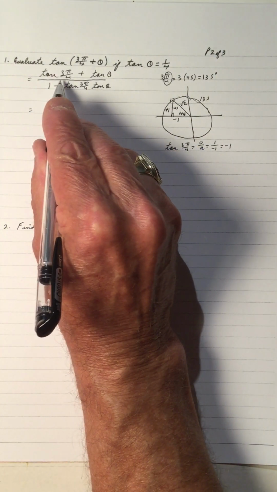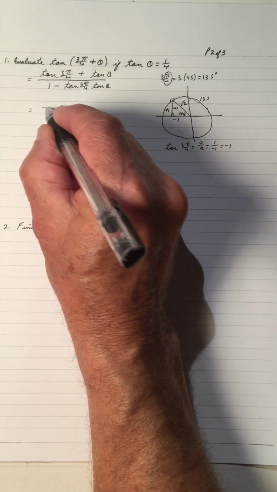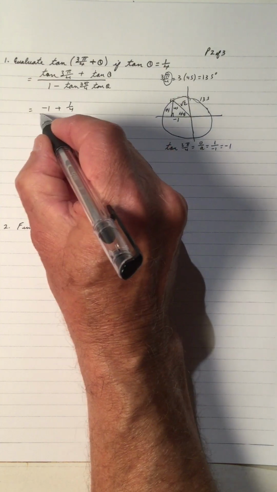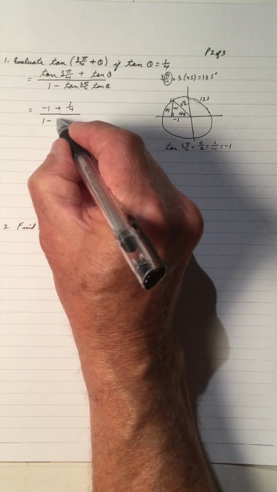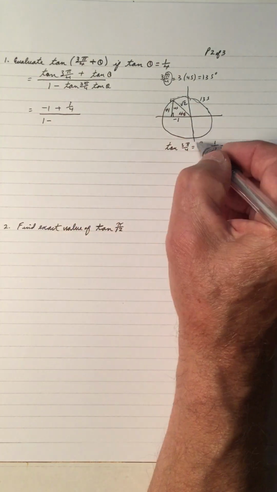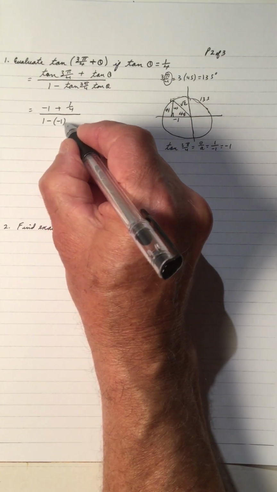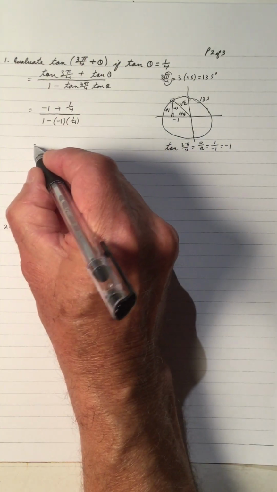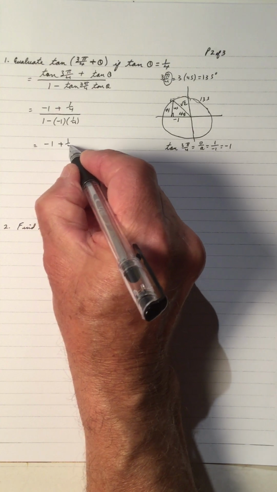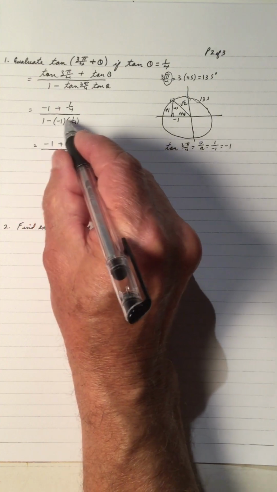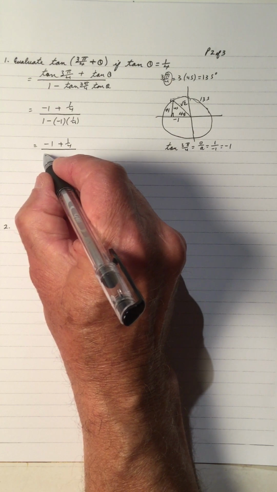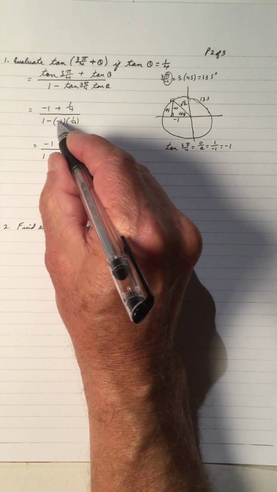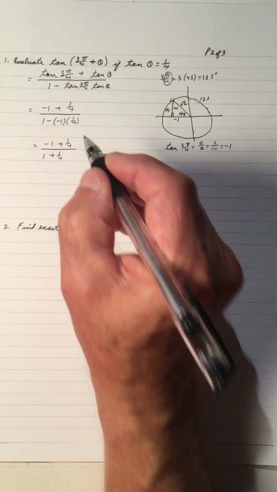So the tan of 3 pi over 4 is negative 1, plus the tan of theta, which is 1/4, over 1 minus the tan of 3 pi over 4, which is negative 1, times the tan of theta, which is 1/4. So let's simplify. We got a negative 1 plus 1/4 on top. And we multiply here before we subtract, so negative times negative is positive, 1 times 1/4 is 1/4.